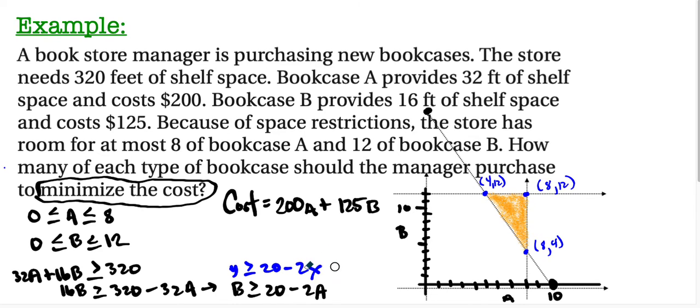Okay, we are almost done. I know you guys have been very patient because this is a tough section. Last thing I need to do is test these 3 points in my cost function. So my first point is (4, 12): 200 times 4 plus 125 times 12.